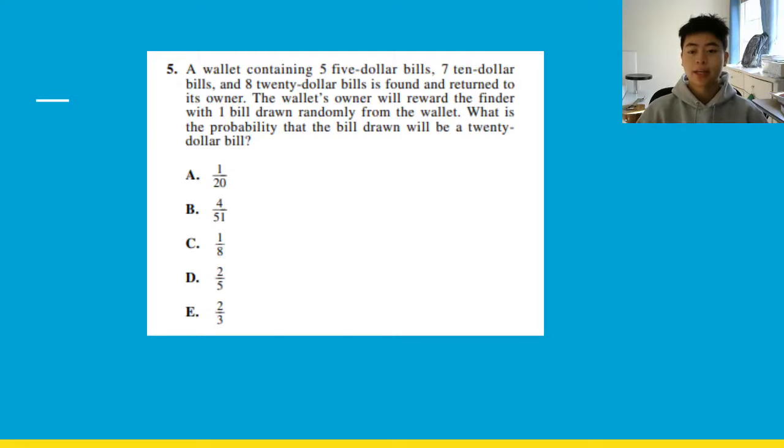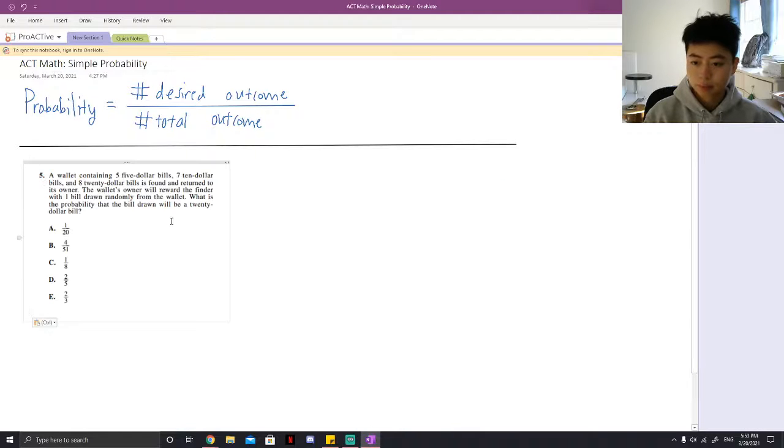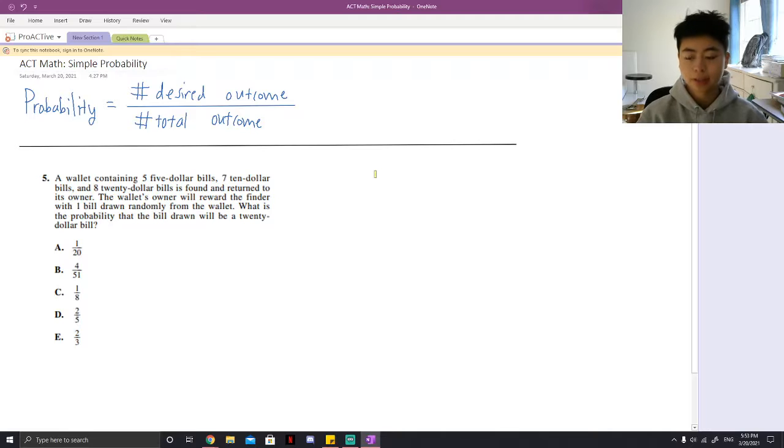Going on to our second example. This is also from practice test 1 released by the ACT. Again, I encourage you to work through these by yourselves and pause the video. Going back to our strategy, read the question thoroughly, and I cannot emphasize this enough. You don't want to miss out on the score you're aiming for because of a silly mistake.